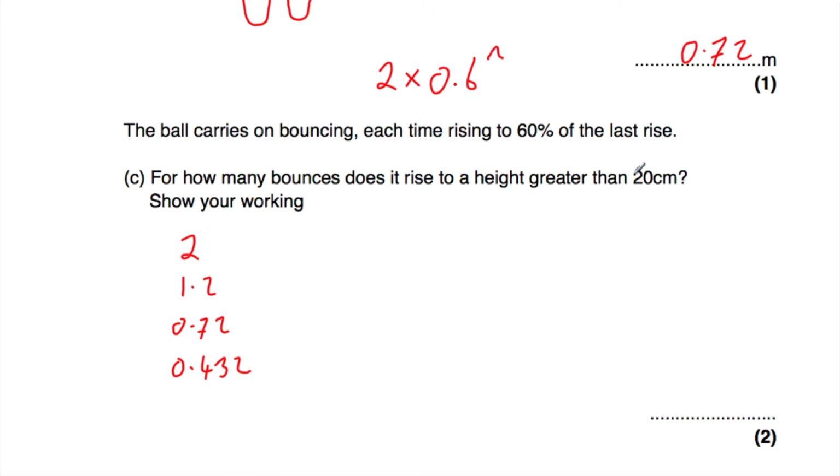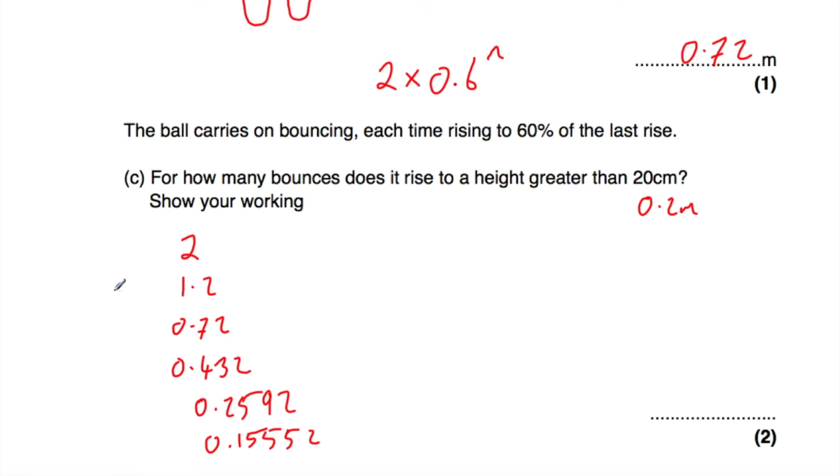So that's greater than 20 centimeters, which is 0.2 meters. We could times by 0.6 again, which would be 0.2592 meters, which is 25.92 centimeters, which again is greater than 20 centimeters. We could times by 0.6 again, which would be 0.1552 meters, and that's it. So the question said, for how many bounces will it rise to a height greater than 20 centimeters?